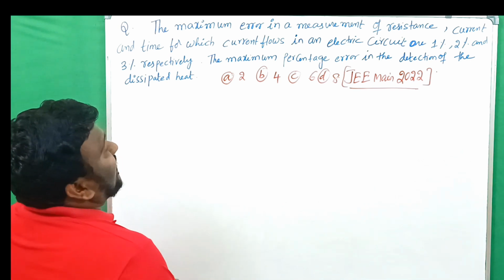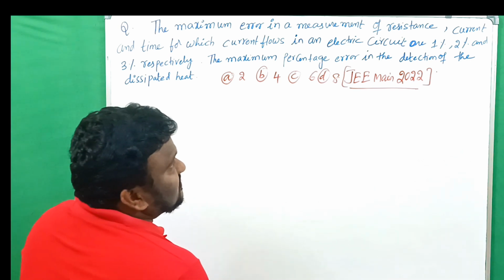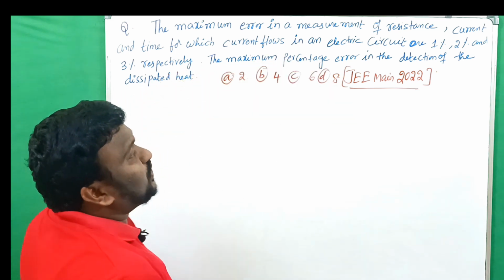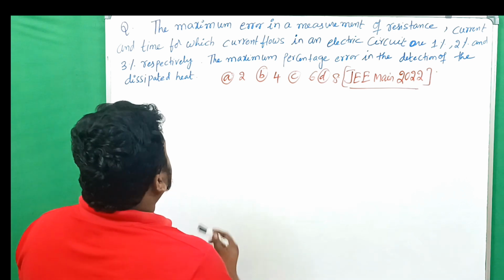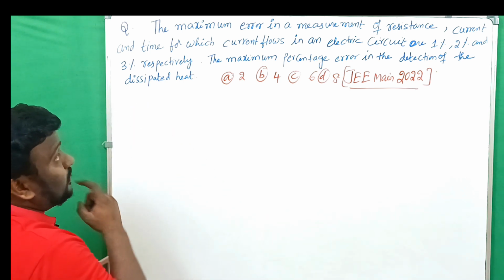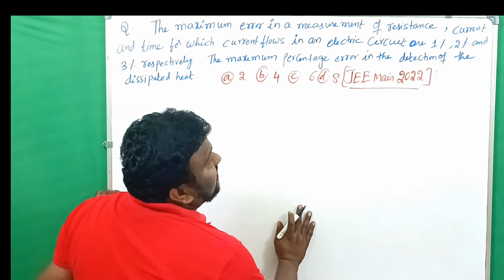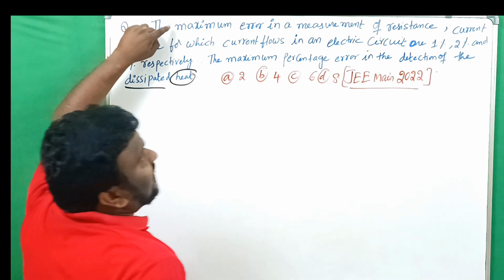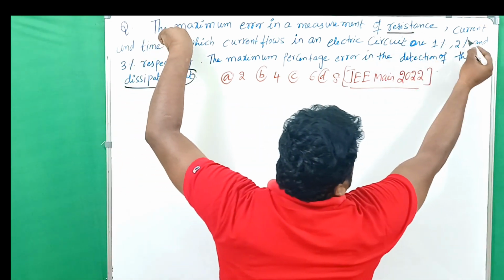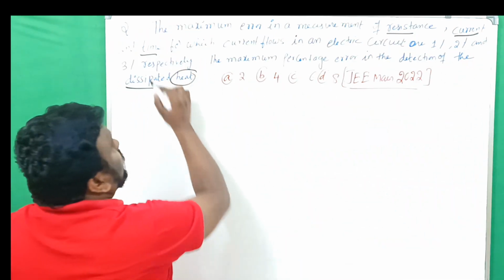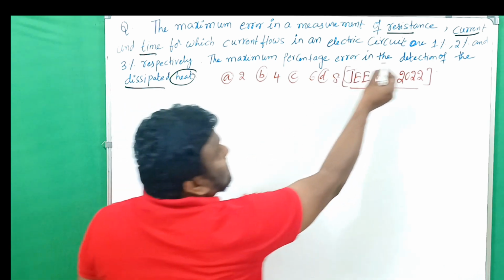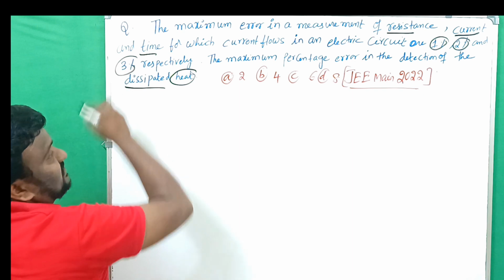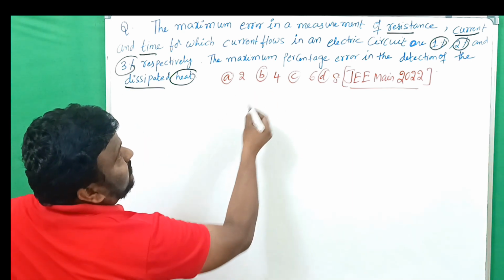Look here, the maximum errors in the measurement of resistance, current and time for which current flows in an electric circuit are 1%, 2% and 3% respectively. What is the maximum percentage error in the determination of the dissipated heat? So what was given?